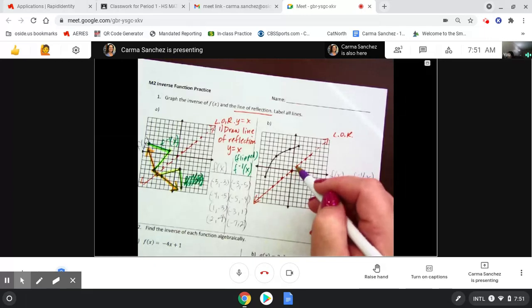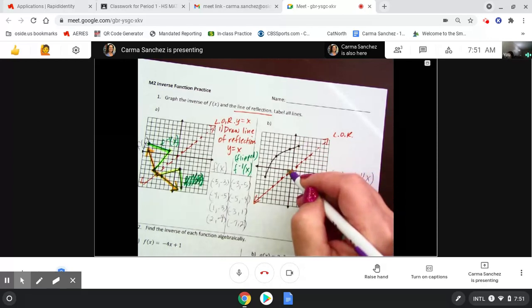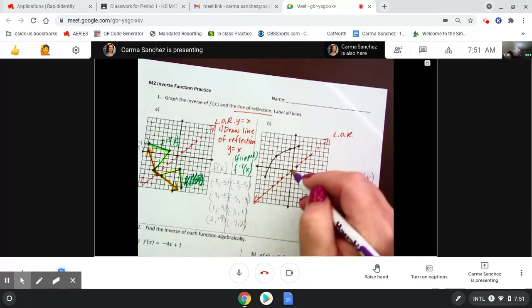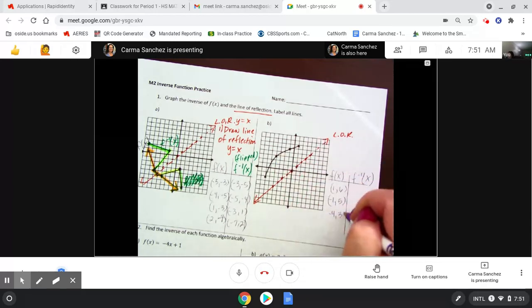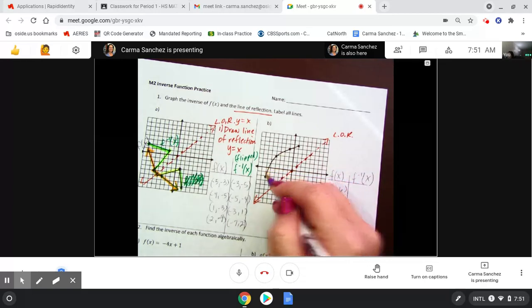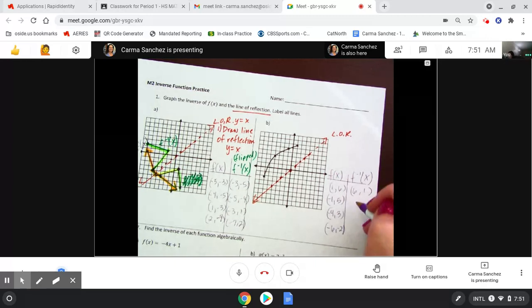Out 1, up 1, 2, 3, 4, 5, 6. Back 1, up 1, 2, 3, 4, 5. Back 1, 2, 3, 4, up 3. And back 1, 2, 3, 4, 5, 6, down 2. Next, I'm going to flip these where all the x's are going to change with the y's.